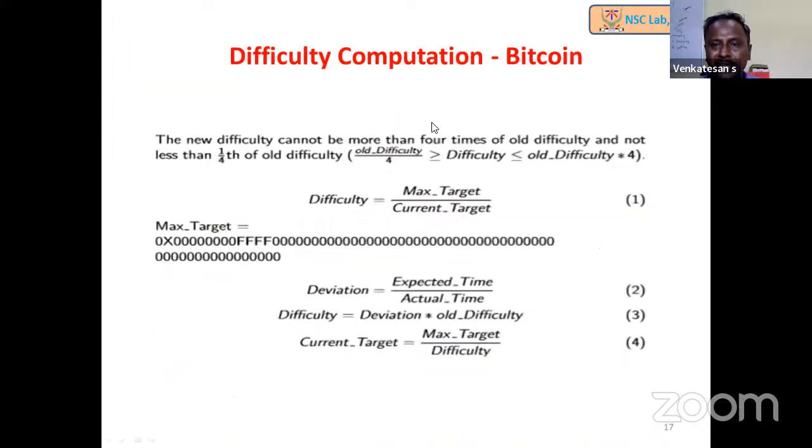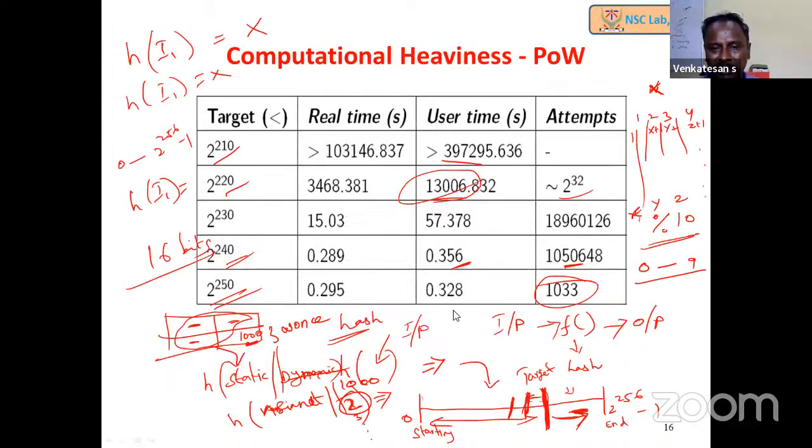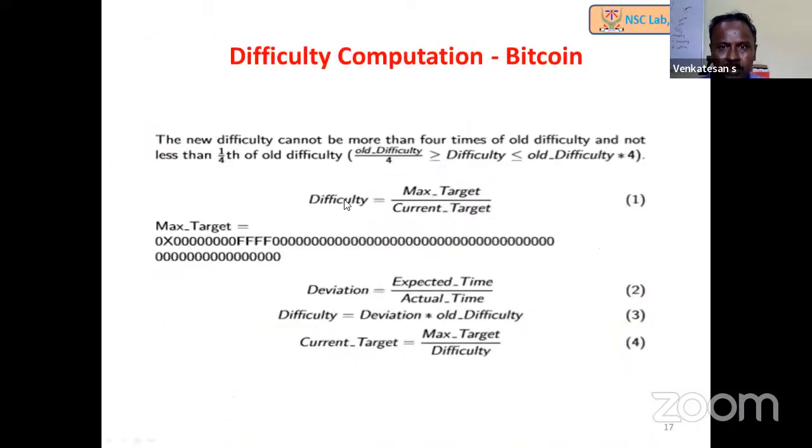So how is the difficulty computed in the case of Bitcoin? Initially there is a target fixed. So that is the maximum target. It is fixed. And then we compute the difficulty considering the current target. So this we will come to.